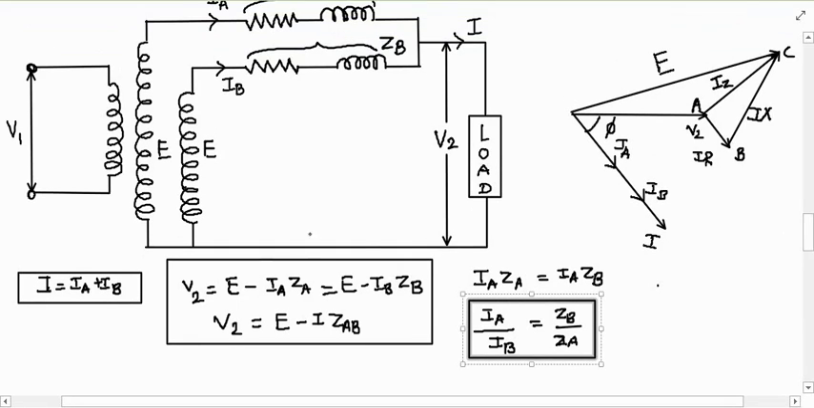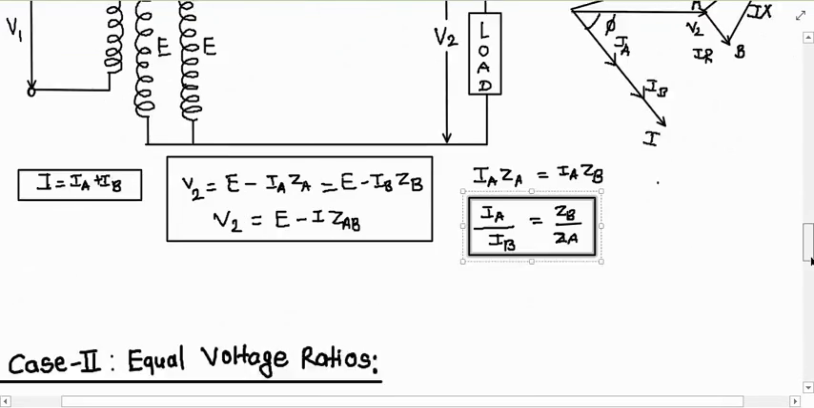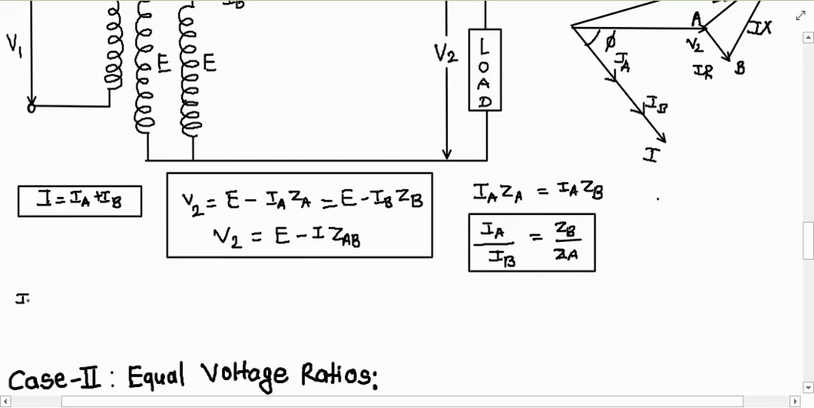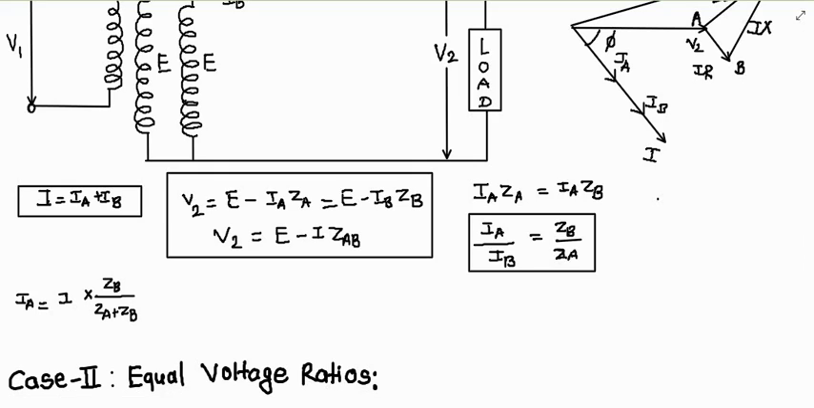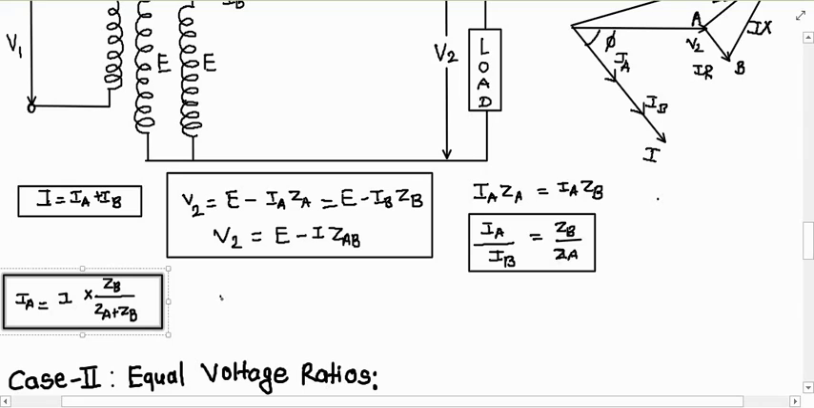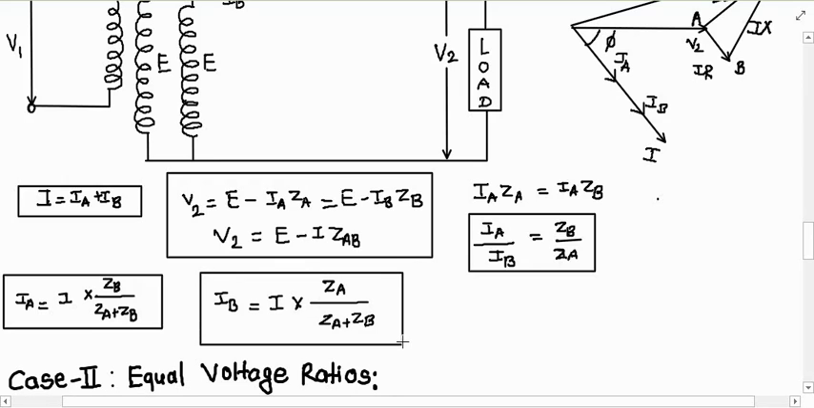Then if I apply the current division rule to this loop, I can write the equations for IA and IB. So what is my IA? My IA will be I into ZB upon ZA plus ZB, by the current division rule. Similarly, I can write IB. IB is nothing but the total current through the load into ZA upon ZA plus ZB, because my IB current is through ZB, so I multiply by the opposite impedance on the numerator side. So these are the simple equations that we have.